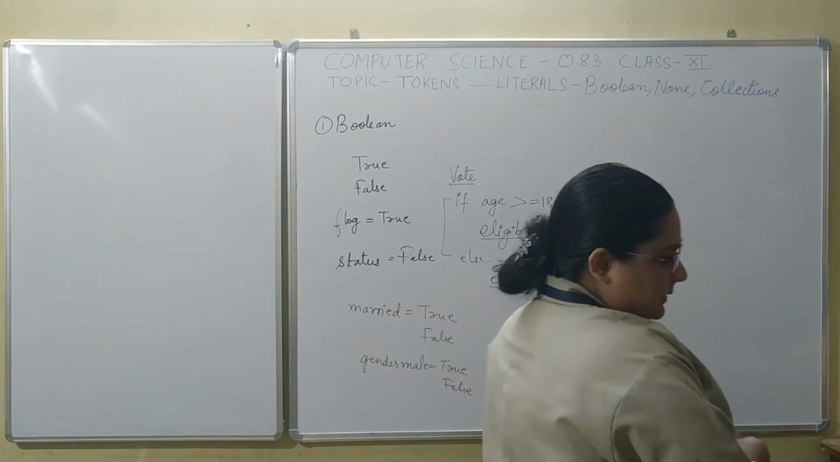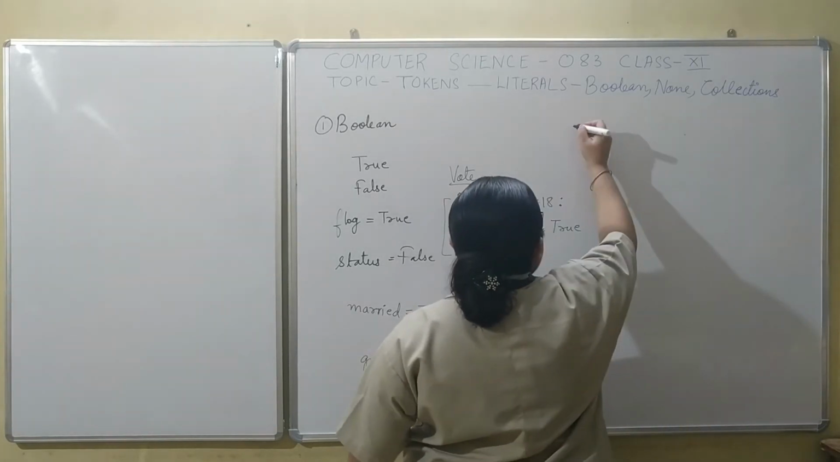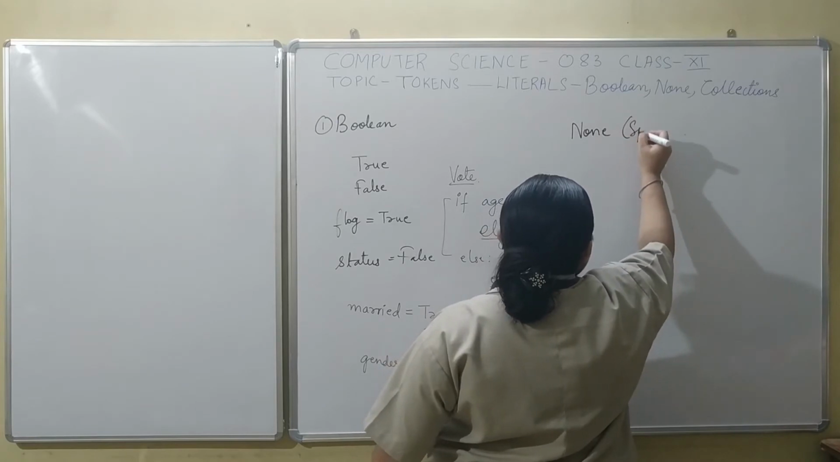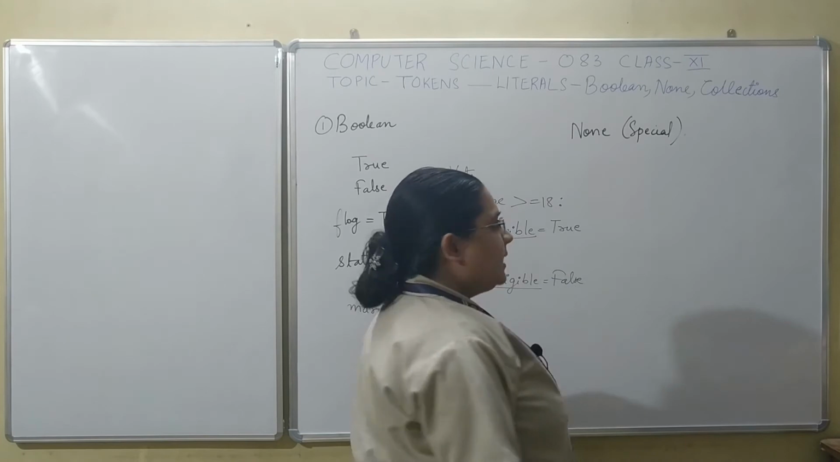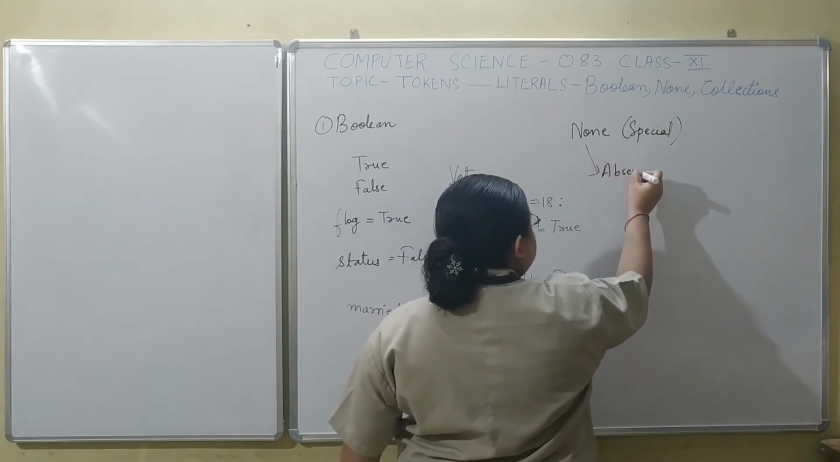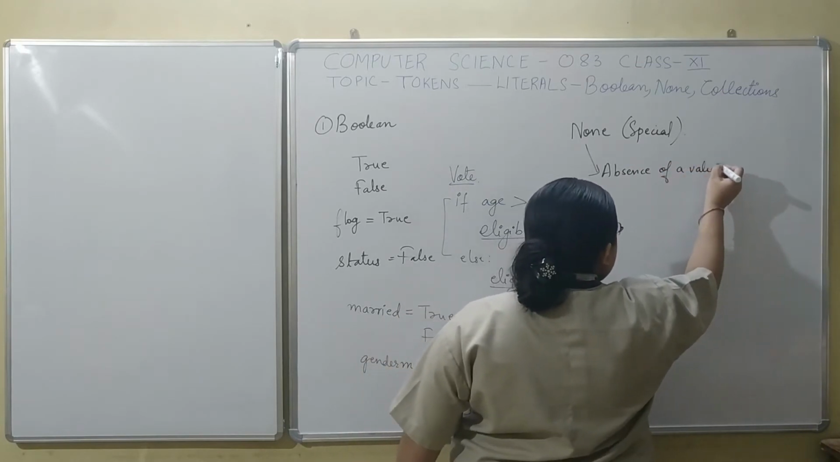Another one is the special data type, that is None. None represents absence of a value, absence of a valid value.